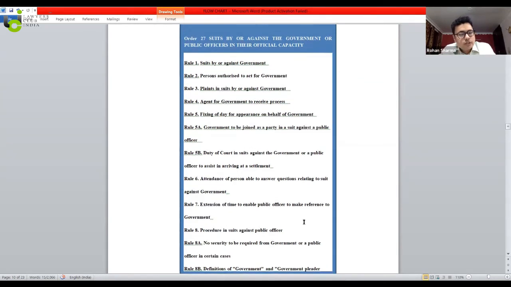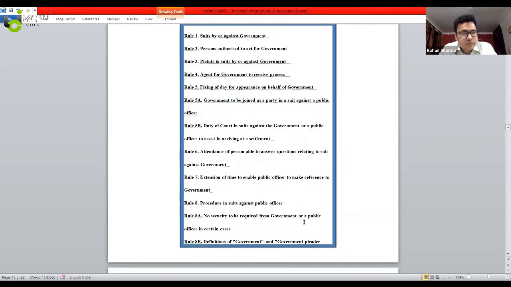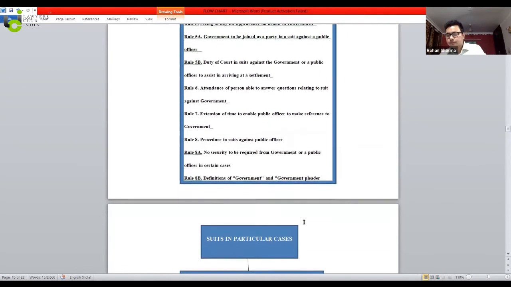One specific rule which I'll just outline, Rule 5B, which had been added later on, basically states that in case there is a suit instituted against a public officer or against a government, the courts have to push and see the possibilities of an amicable settlement. If that is the case, the court can appoint an officer, appoint a mediator, or itself mediate to see that an amicable settlement is reached so that there's no need of initiating an action. So these specific set of rules under Order 27 deal with such circumstances.